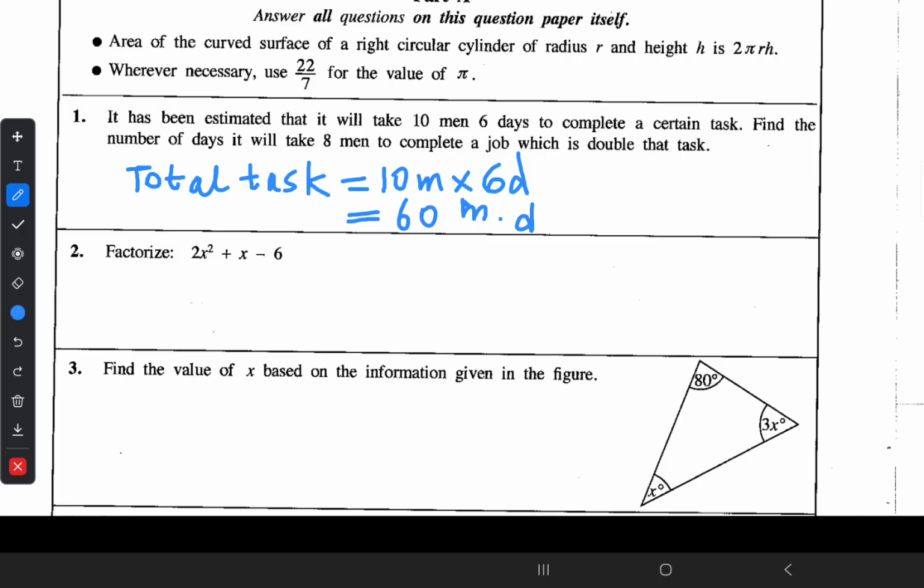Find the number of days it will take 8 men. Here we consider the number of people as 8 men to complete the job, which is double that task. This is the previous task. Now the task became double, so what would be the total task now? The new total task would be 120 man days, and it should be completed by 8 men. So divide this by 8 men. Men and men can be simplified. 120 divided by 8 will give you 15 days.